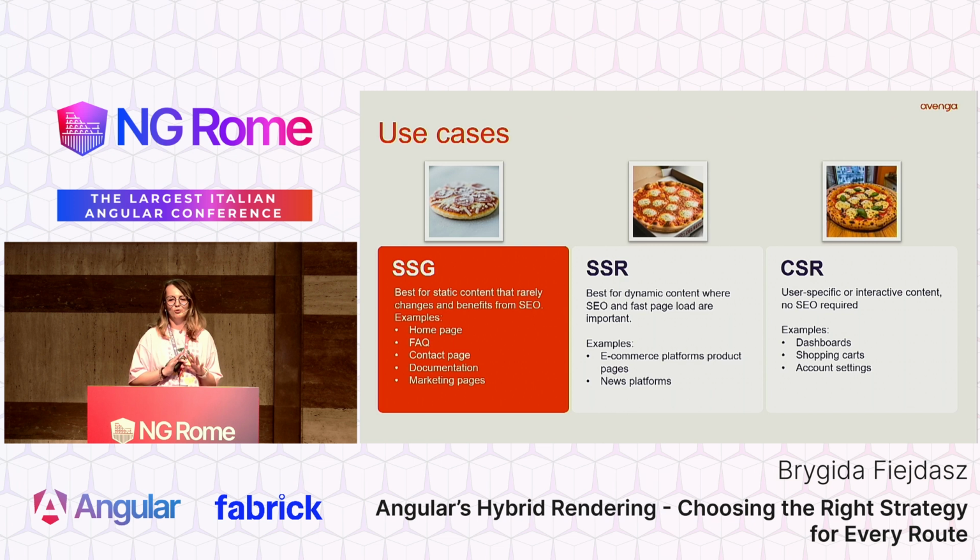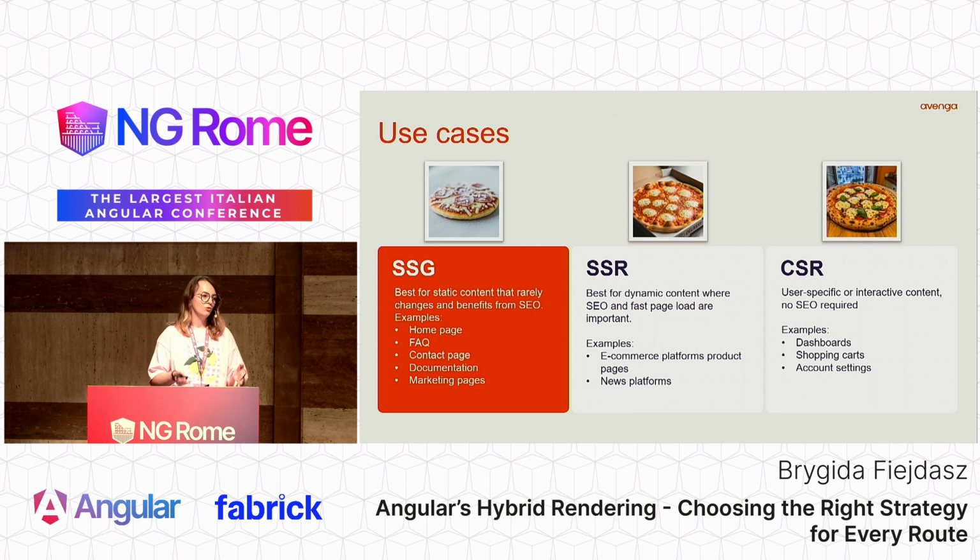So now it's time for use cases, and of course, for our pizzas. Let's start with frozen pizza. As I said, it is the best for static content because the page is generated during the build. But it gives us a lot of benefits. It's quick.